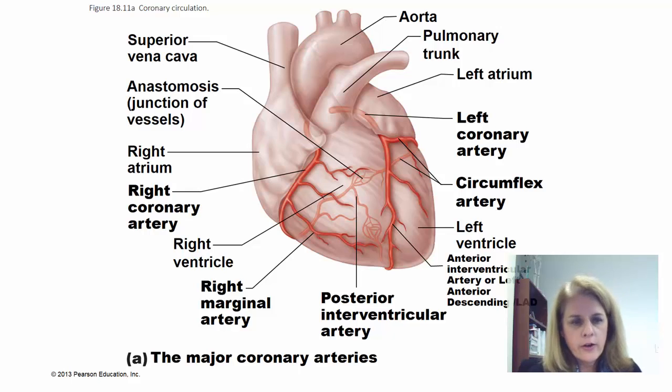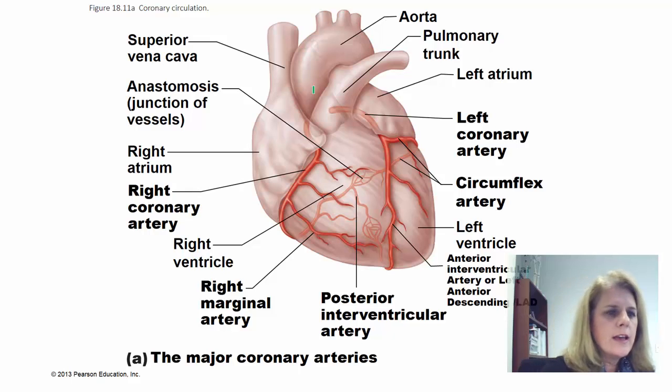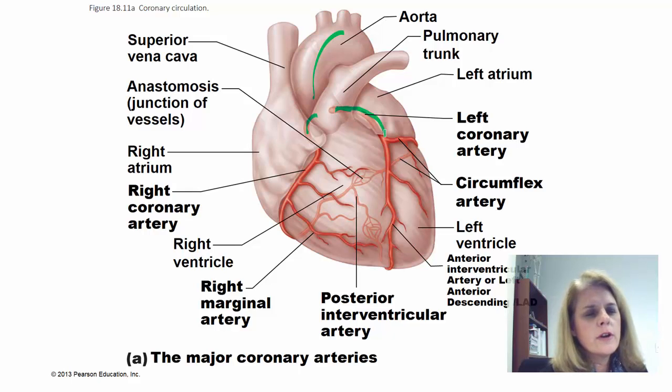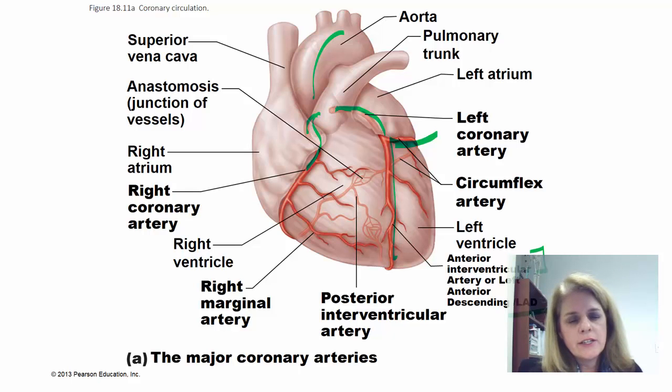So this is a diagram, and then we're going to take this and show you what it looks like on the model. So here's the aorta, and you've got these two little vessels, the first thing that comes off. This is the left coronary artery and the right coronary artery. The left coronary artery will divide into the circumflex artery and the anterior interventricular artery. It's also called the LAD, or the left anterior descending. Okay, so I will take either answer as correct. You should be familiar with both. It's the anterior interventricular artery or the left anterior descending, also known as the LAD.